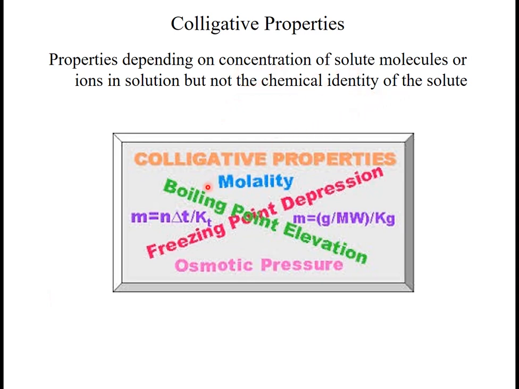Okay, and the ones that we're going to be looking at are boiling point elevation, freezing point depression, and osmotic pressure. Those are the 3 that we're going to be looking at. And we need molality, we're going to need molarity, we're going to need mole fraction, and we're also going to look at mass percent. So we're going to do these one at a time.